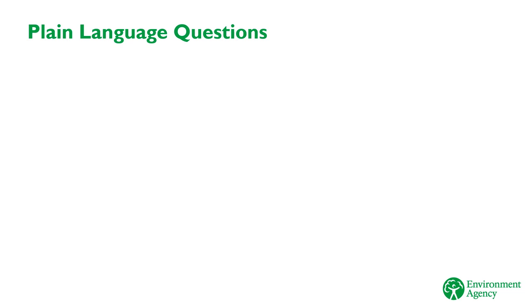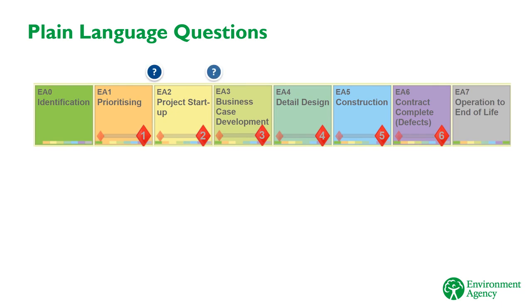BIM is about making sure that we collect information in a structured manner. That is, the information that we need to operate and maintain the assets that we build. To achieve that, BIM introduces something called Plain Language Questions, or PLQs. These are a set of questions asked at the end of each stage to check that the right information has been gathered to progress to the next stage of the project. For EA projects, there are PLQs asked after stages 1 to 6, as shown by the diamonds on the IDP.